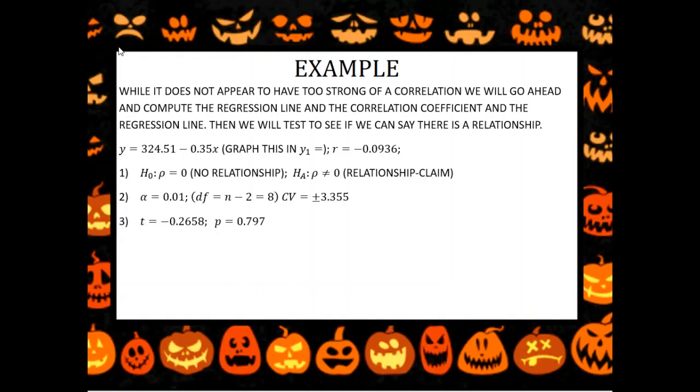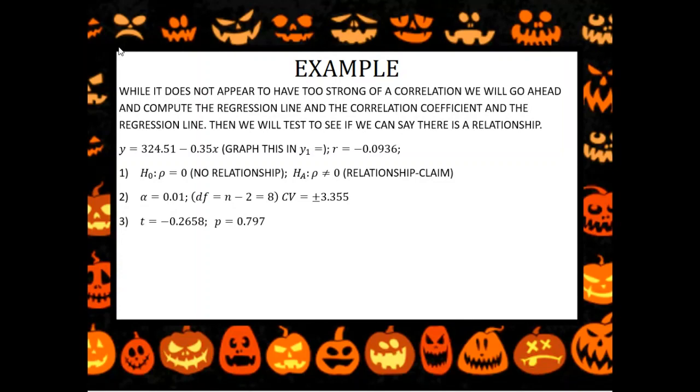So 0.01, if you look at the table, you'll get 3.355. I have plus or minus on that. We don't know whether it's bigger or less than. And remember, the picture's symmetric. So in order for us to have some kind of relationship, we're either going to have to be bigger than 3.355 or less than negative 3.355. We need to be out in one of those tails, which again, I doubt happened.